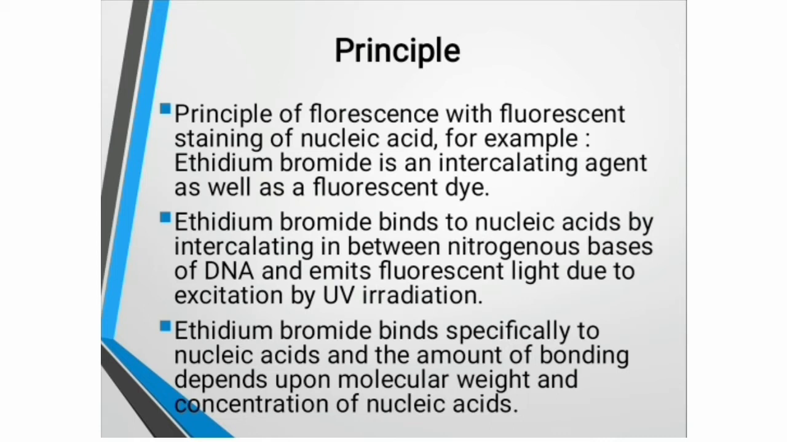Principle of fluorescence with fluorescent staining of nucleic acid. For example, ethidium bromide is an intercalating agent as well as a fluorescent dye. Ethidium bromide binds to nucleic acids by intercalating in between the nitrogenous bases of DNA and emits fluorescent light due to excitation by UV irradiation. Ethidium bromide binds specifically to nucleic acids and the amount of binding depends upon the molecular weight and concentration of nucleic acids.